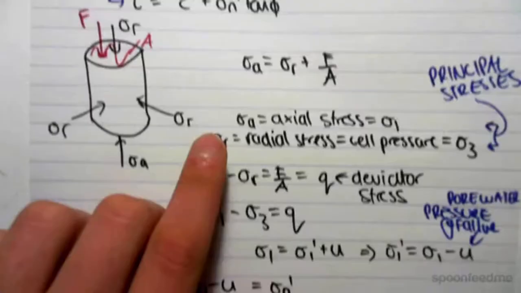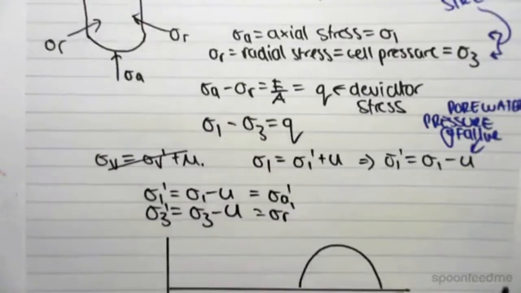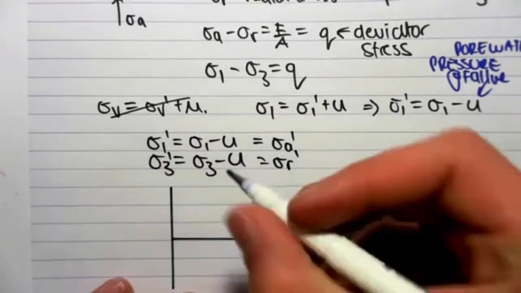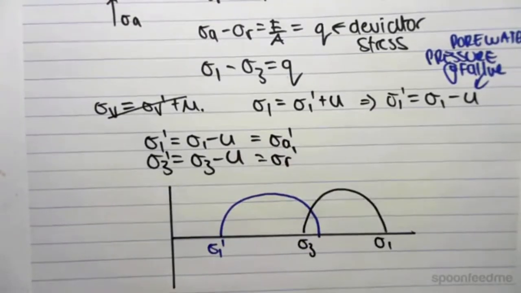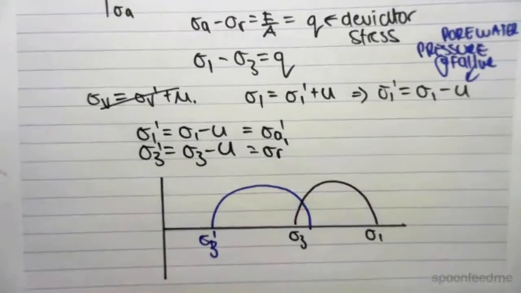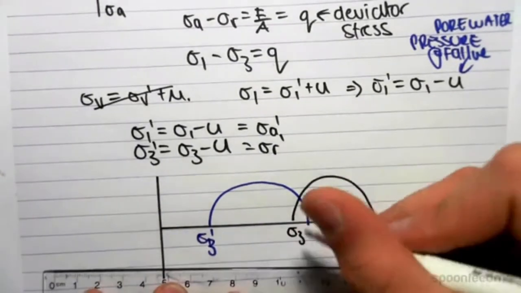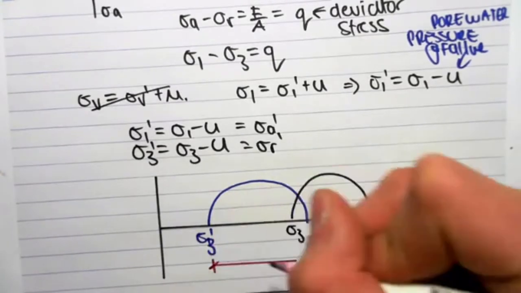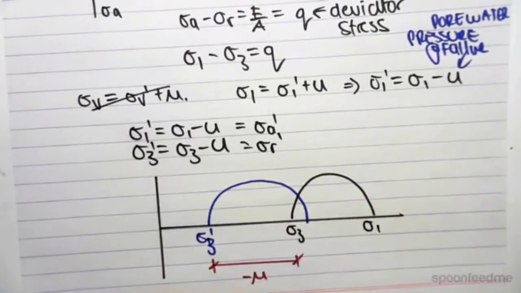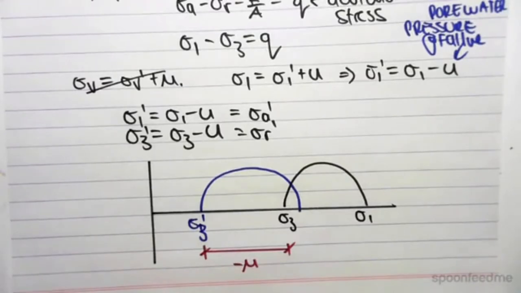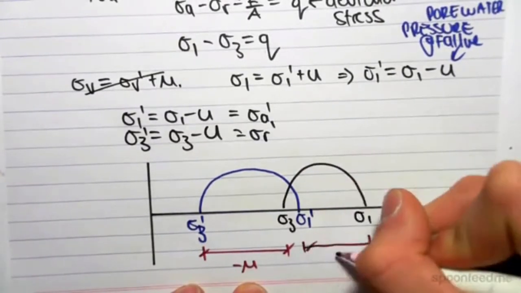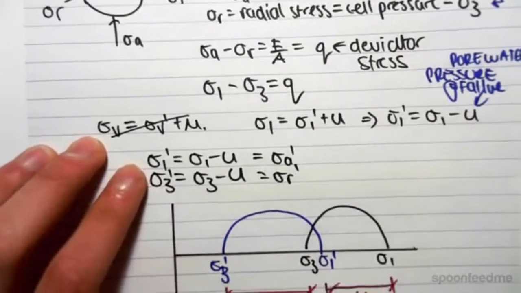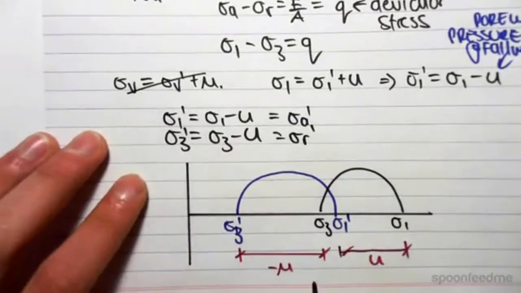Now, because our failure criterion is in terms of effective stress, we'd have to draw a new Mohr's circle like this, where this is sigma 3 dash and this is sigma 1 dash, and all we've done is subtract off the pore water pressure. So we've gone from sigma 3 to sigma 3 dash by subtracting U. We've just shifted our circle, that's all we're doing. Similarly, for sigma 1 dash, we've subtracted U. So we can see from our formula, sigma 1 dash equals sigma 1 minus U.